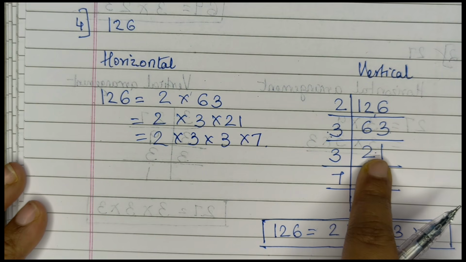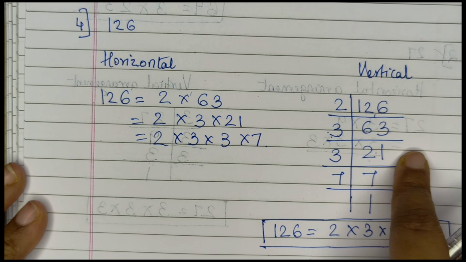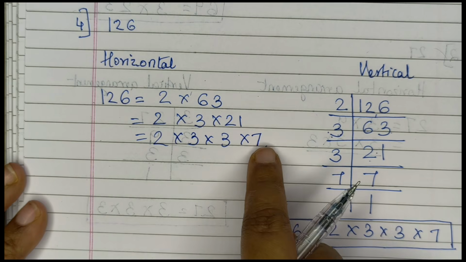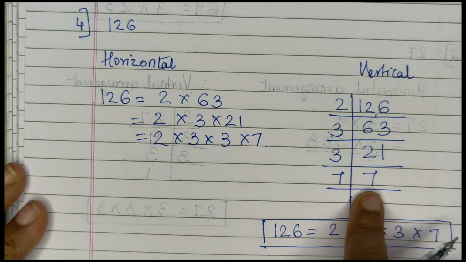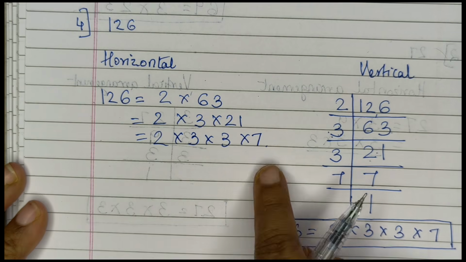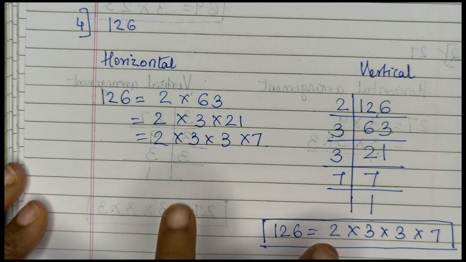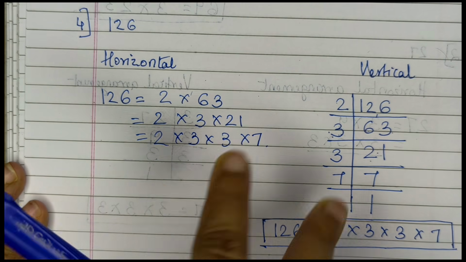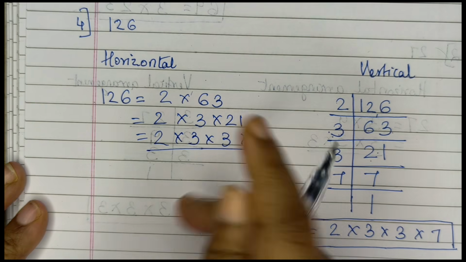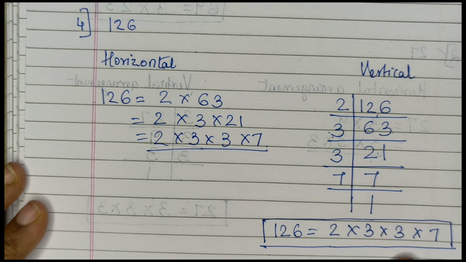Understood? For 21, how did we get 21? 3 7s are 21. Now, you don't have to write 7 again, only once, because here 7 is a prime number. It doesn't go in any table. We have to stop there. So see, both side answers are the same: 2, 3, 3 and 7. So this is your factorization for the horizontal method and this is your factorization for the vertical method. Okay.